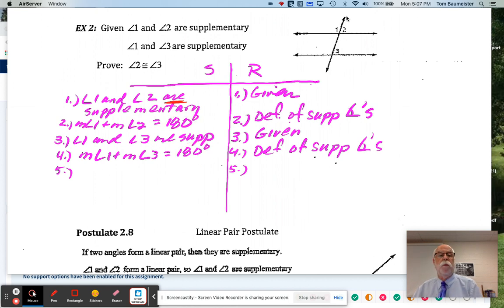So since the measure of angle 1 plus the measure of angle 2 equals 180 degrees, and the measure of angle 1 and the measure of angle 3 equals 180 degrees, can I just substitute in one of those? So I can state then that the measure of angle 1 plus the measure of angle 2 is equal to the measure of angle 1 plus the measure of angle 3. And what did I just do there? I just substituted, right? So I use the substitution property.